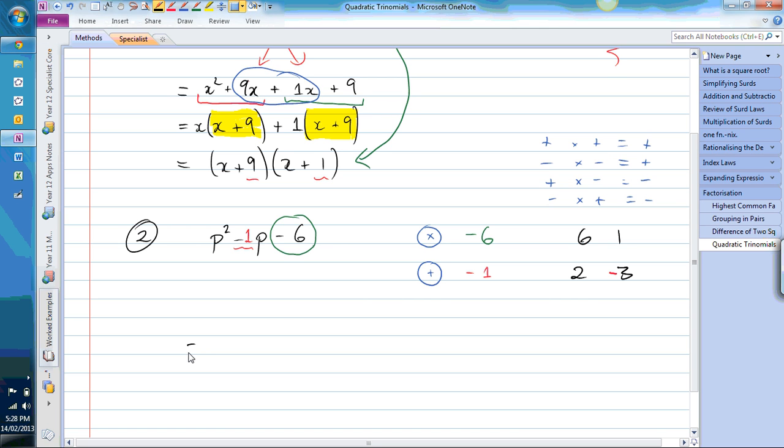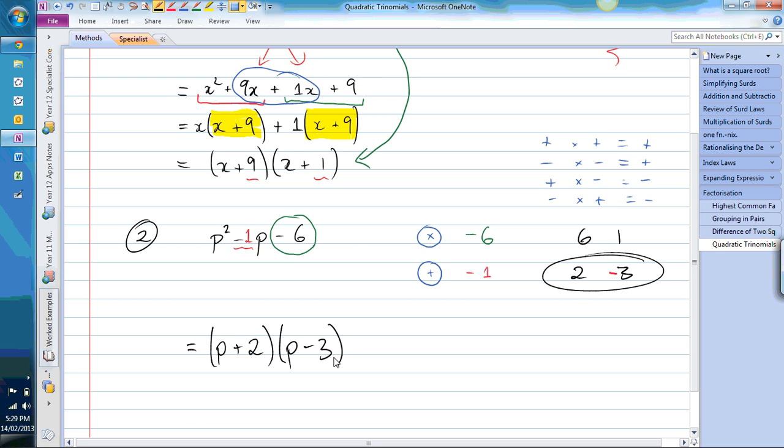And I'm going to put it down here to indicate that, yeah, you can do this straight away with a monic quadratic trinomial, sorry. So my two numbers are going to be 2 and negative 3. So I can actually just straight away write this as p plus 2, p minus 3. And that would be the factorized form.